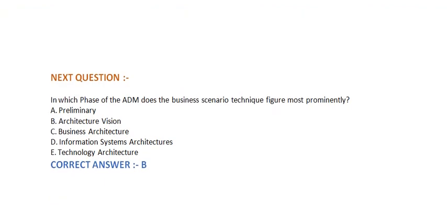In which phase of the ADM does the business scenario technique figure most prominently? Option A, preliminary. Option B, architecture vision. Option C, business architecture. Option D, information system architectures. And option E, technology architecture. The correct answer is option B.